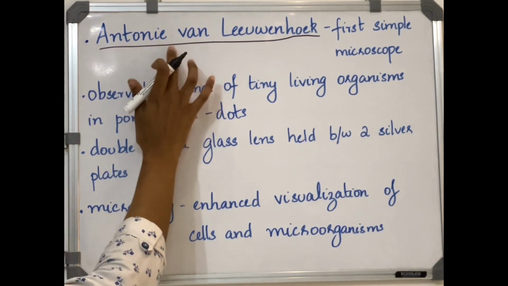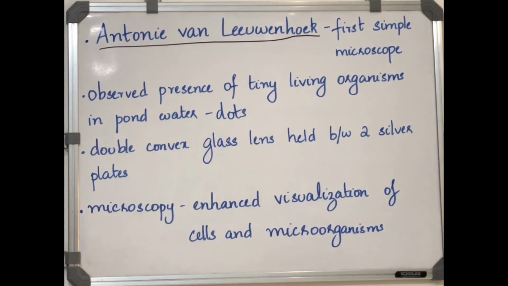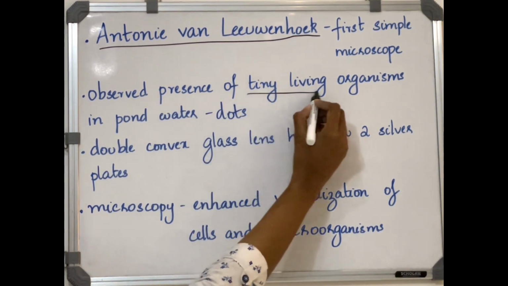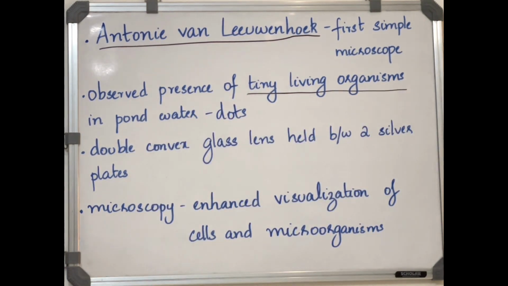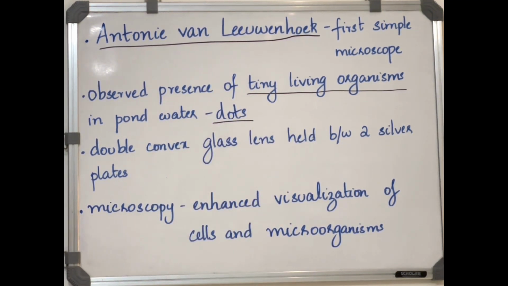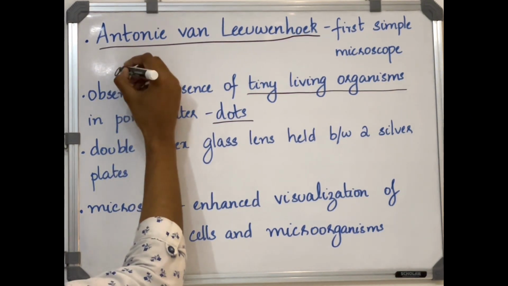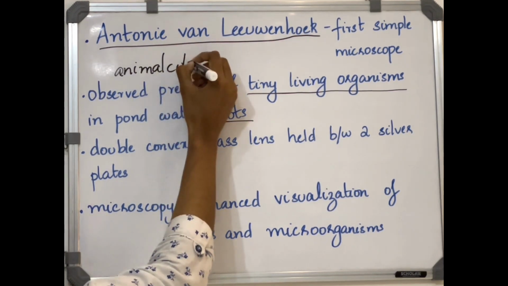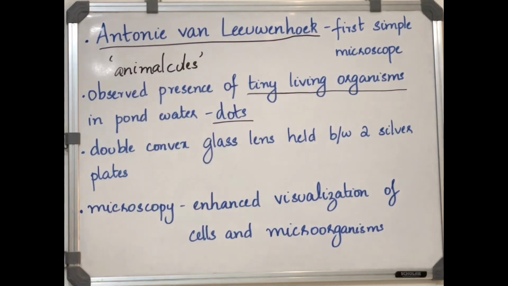Antony van Leeuwenhoek is known as the father of microbiology. He is also the father of microscopy, and he is a Dutch microbiologist. Using his microscope, he observed tiny living organisms in pond water, and these organisms appeared like dots. These organisms were bacteria and protozoa, which he called animalcules. First he observed protozoa, and several years later he observed bacteria.